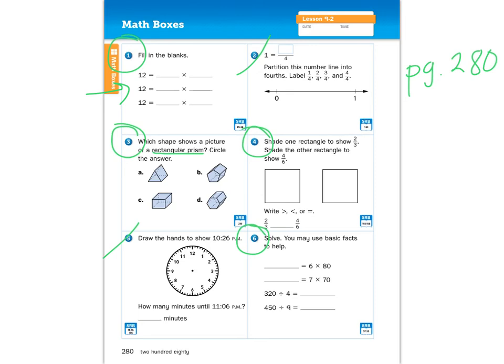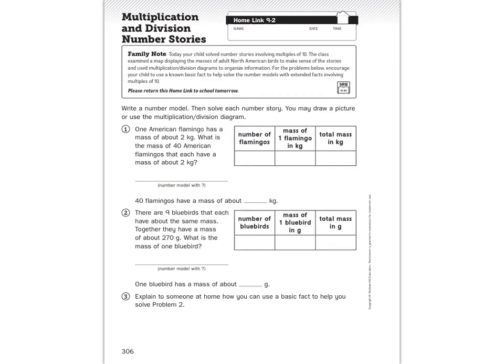Shade 1 rectangle to show 2/3, do the other one to show 4/6, and then go ahead and write in a comparison symbol there. Number 6, these are more of those extended facts. Remember to cover the 0 and you're going to do great. Let's talk lastly about our home link. You can go ahead and push pause while you do this math box page if you'd like, or you may continue on and listen to the home link instructions right away.